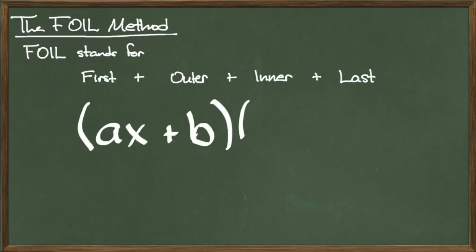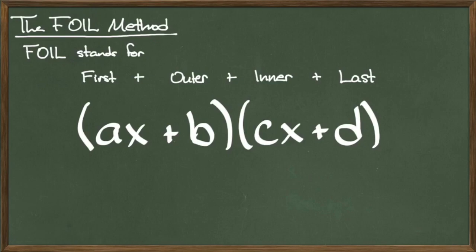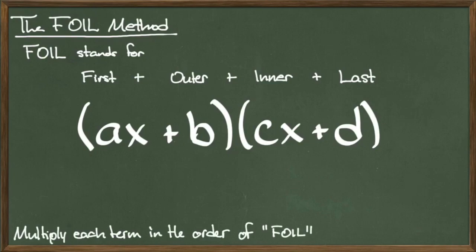So consider the polynomial ax plus b times the polynomial cx plus d, where a, b, c, and d are some real numbers. So we're going to multiply each term in the order of FOIL by locating the first, outer, inner, and last terms of the quantities in question. When I say the first terms, I'm referring to the leftmost terms in each quantity. In our case, that's ax and cx, so we simply multiply them and place them below.